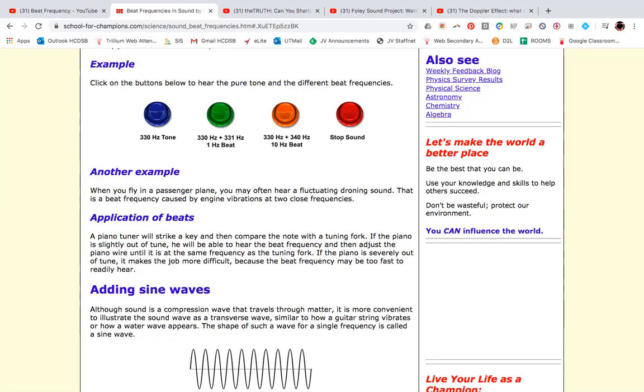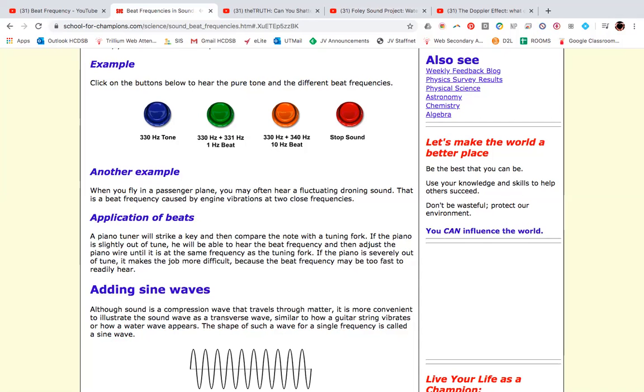Now, if we increase the difference between the frequencies, so we have 330 and 340 hertz played together, we're going to hear a more frequent changing of the volume, loud, soft, loud, soft. So listening to the difference again. That was, the beats were 1 hertz frequency. Now it's 10 hertz frequency.